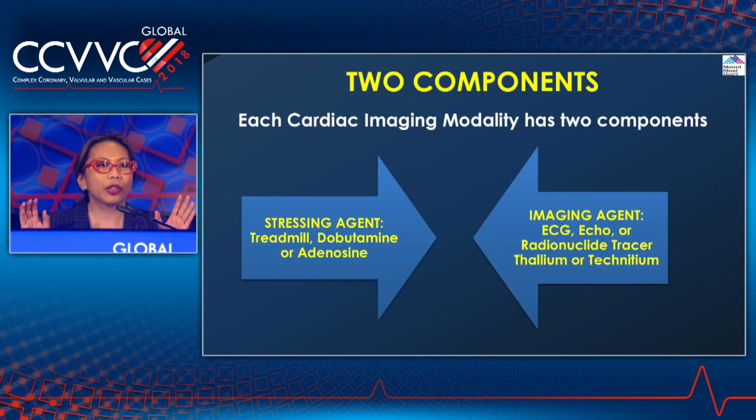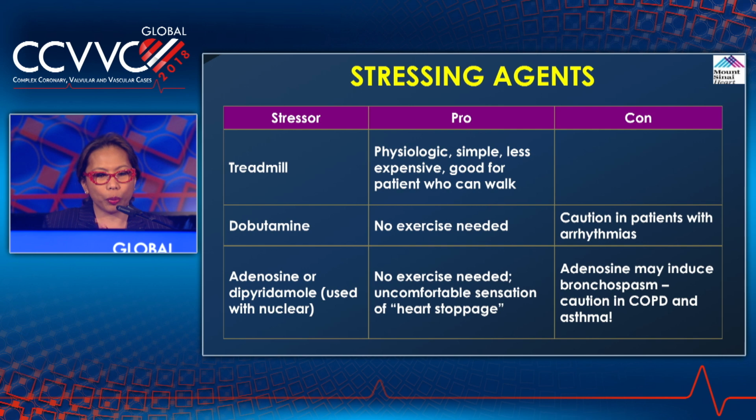You have to consider that there are 2 components when you want to do a stress test: the stressing agent and the imaging agent. When you choose the stressing agent, ask, can the patient go for a treadmill? If the patient cannot exercise, then you use a pharmacological agent, either dobutamine or adenosine. Then you choose an imaging: do I want to do just a simple EKG, or an echo, or would I use a tracer, an isotope that could give me a better view, let's say a nuclear stress test? So let's look into the pros and the cons.